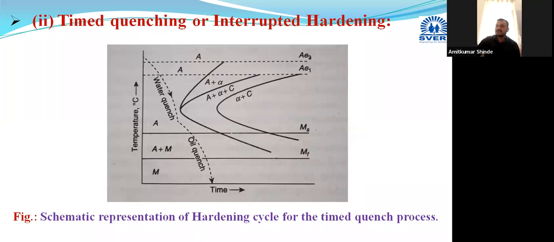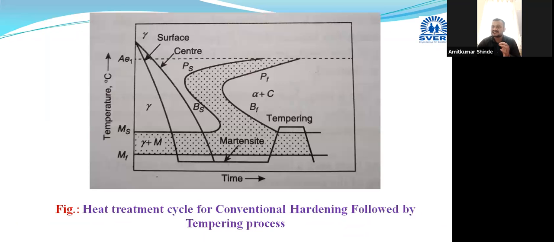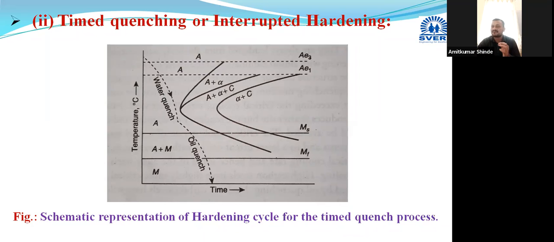When the examination was theoretical and descriptive, and even nowadays when your testing is done through online mode, these questions are asked very repetitively: they will ask you to draw the TTT diagram. Here, forget this curve; the remaining portion is the TTT diagram. You have to draw the TTT diagram.